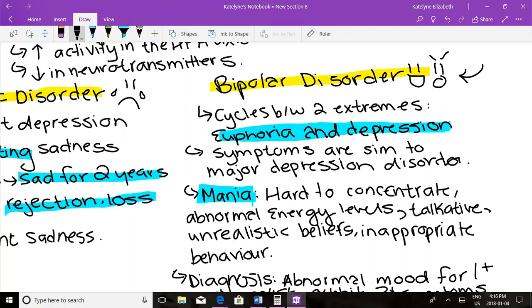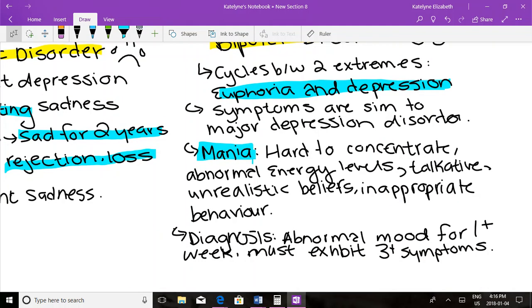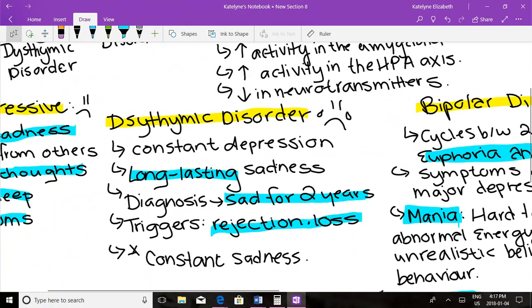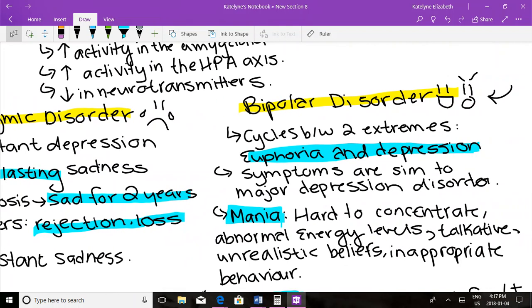I don't have that listed down here, but that's basically all you need to know for the depressive part of bipolar disorder. The diagnosis for this mood disorder is that you have to have an abnormal mood for more than 1 week. However, you need to exhibit about 3 of these symptoms in order to have the correct diagnosis.